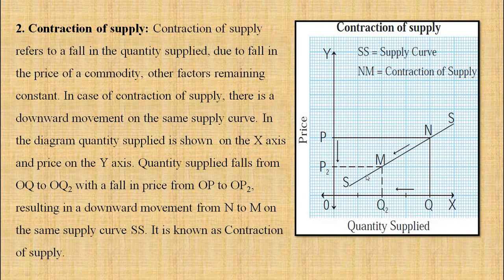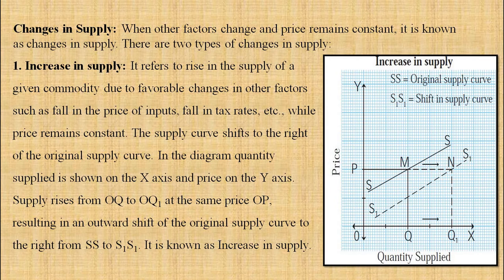Price is responsible for the changes in supply. That is the case of expansion of supply and contraction of supply. Now what is the change in supply? Changes in supply means other factors change. There is absolutely no change in price. Price remains constant, but other factors are responsible for the change in supply.